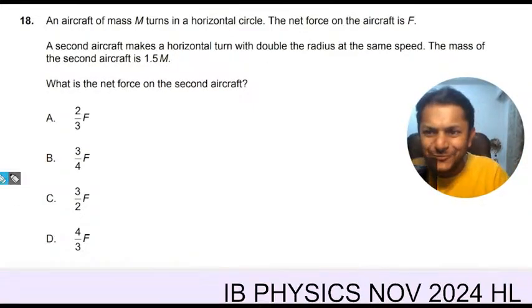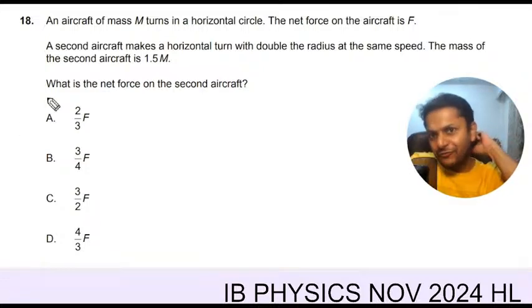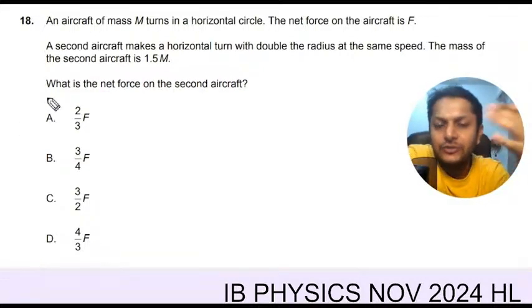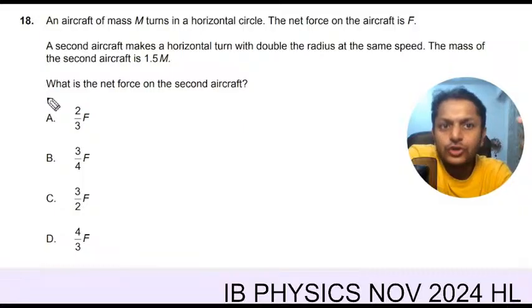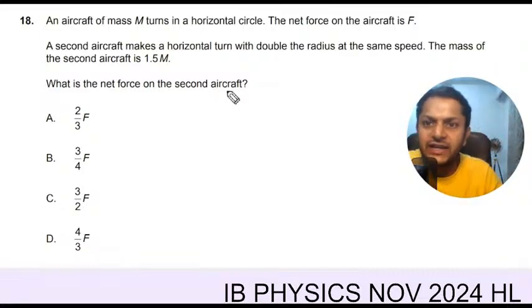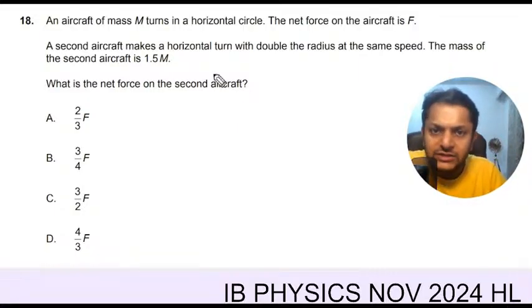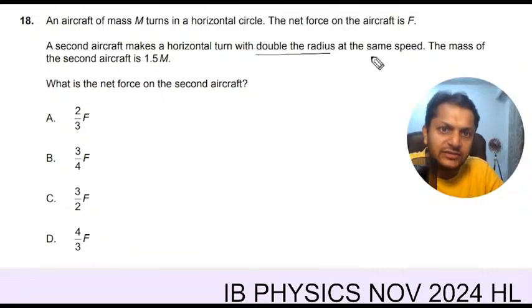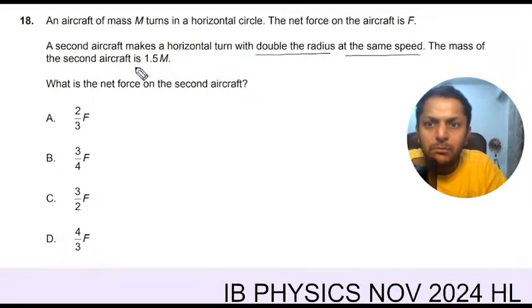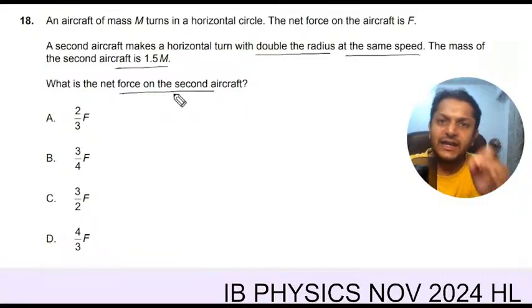Okay dear students, let's see what is there in this question. An aircraft of mass capital M turns in a horizontal circle. The net force on the aircraft is capital F. The second aircraft makes a horizontal turn with double the radius at the same speed. The mass of the aircraft is 1.5 times. What is the net force on the second aircraft?